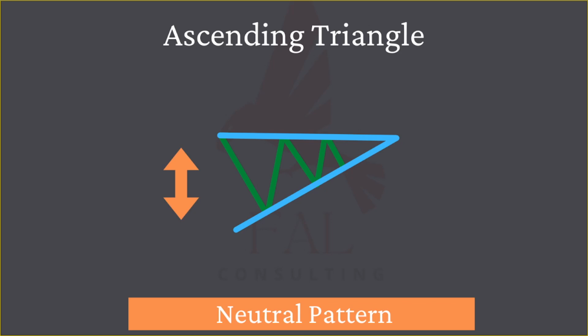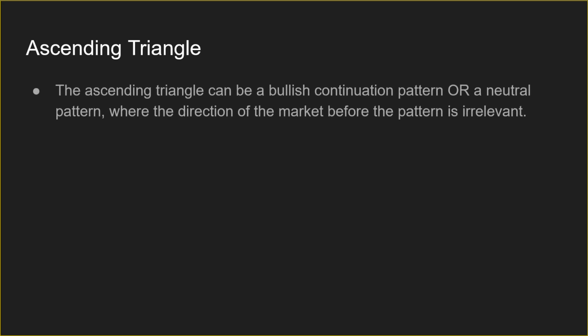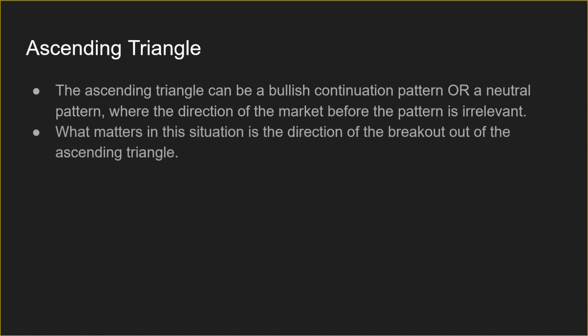Here's our first example. This is the ascending triangle, and in this particular situation, we can consider it to be a neutral pattern. The ascending triangle can be considered a bullish continuation pattern or a neutral pattern, where the direction of the market before the pattern is irrelevant. What matters in this situation is the direction of the breakout out of the ascending triangle.